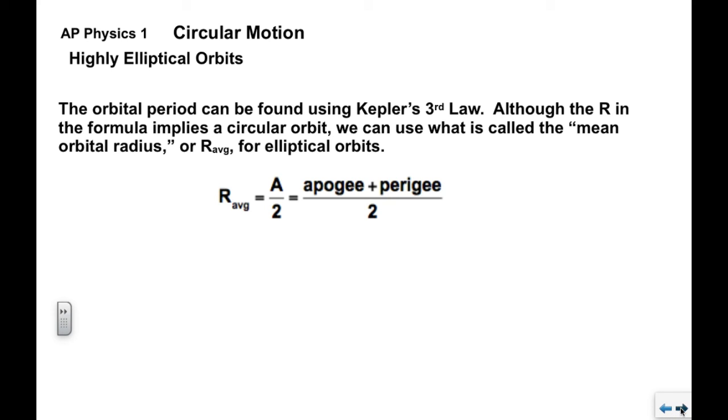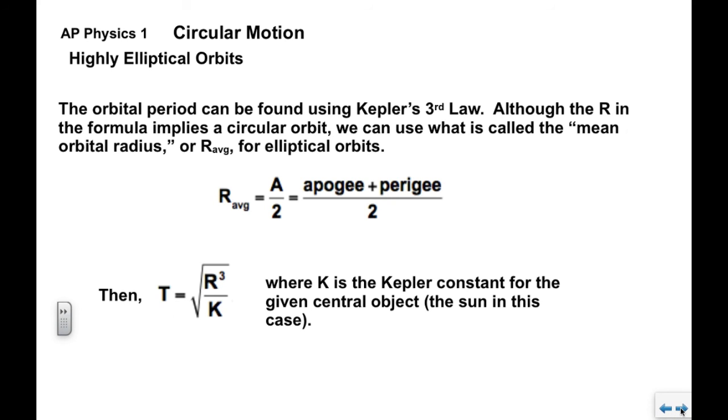We would then use Kepler's third law, where the period equals the square root of r cubed over k. K is the Kepler constant for the given central object. We know the Kepler constant for the Sun, 3.35 times 10 to the 18th in meters cubed per second squared. We would use that for any object that orbits the Sun.